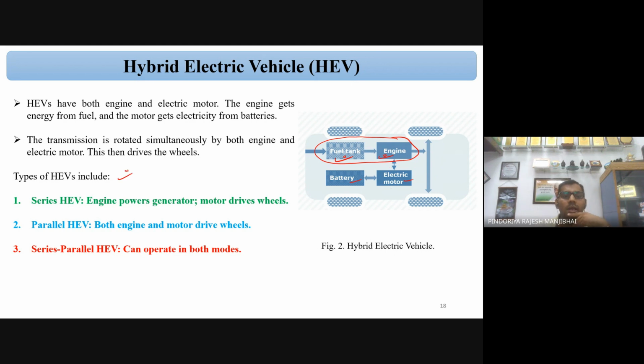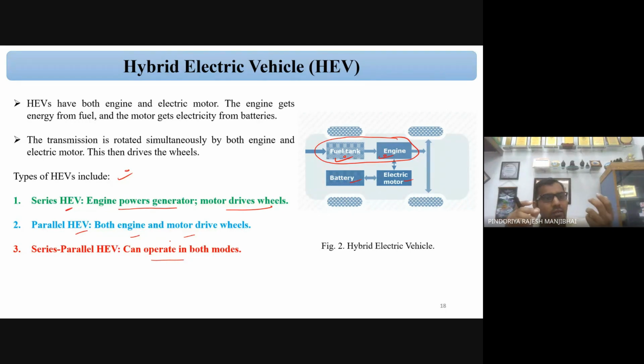The hybrid electric vehicle we can classify into three categories. Series hybrid electric vehicle, where the engine, power generator and motor drive are connected in series. Parallel, where both the engine and motor drive are connected in parallel. And the series-parallel combination, which can operate in both modes of operation.